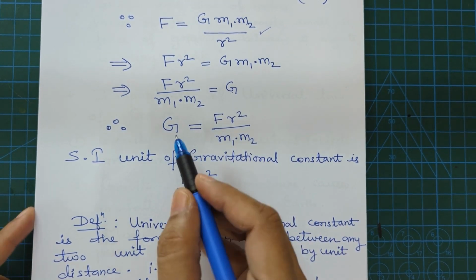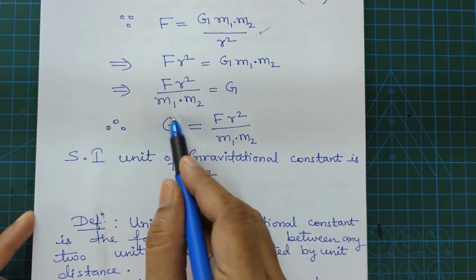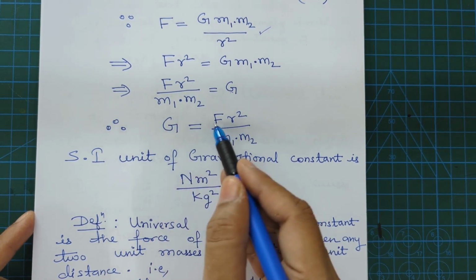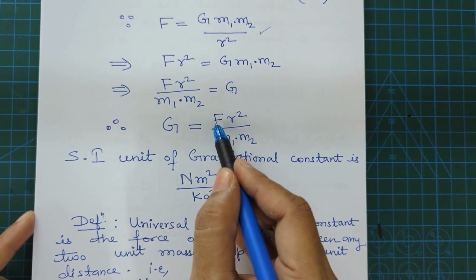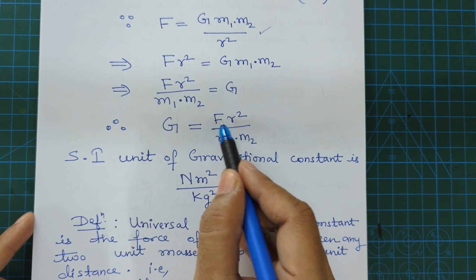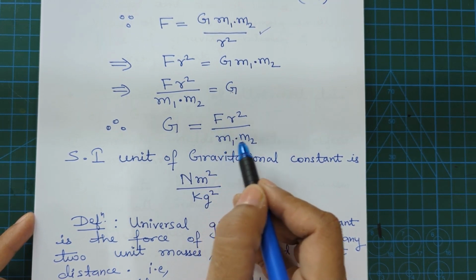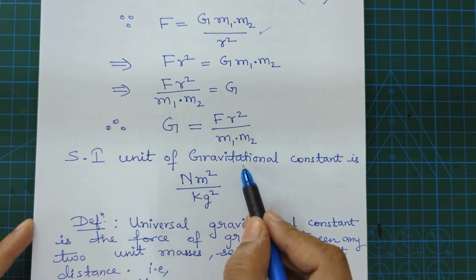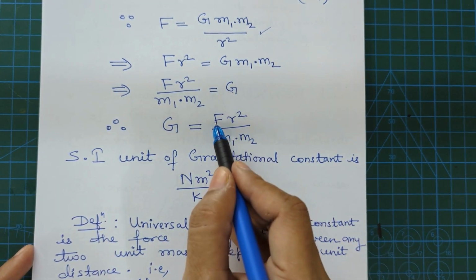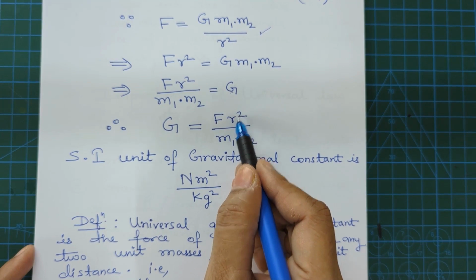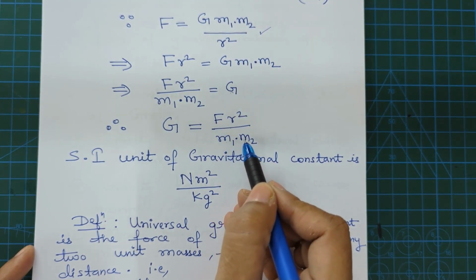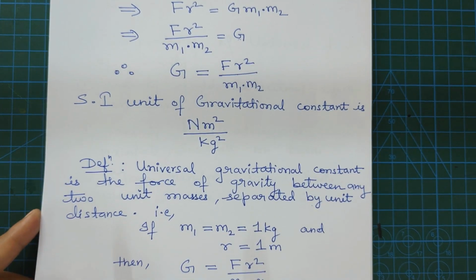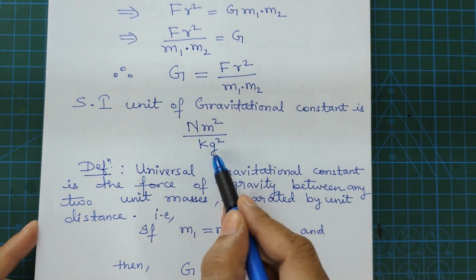Now what is the SI unit of this physical quantity? SI unit we will calculate from this. F is measured in terms of Newton, r in meters, masses in terms of kilograms. So SI unit of gravitational constant is Newton meter square per kilogram into kilogram, meaning kilogram square. Newton meter square per kilogram square.